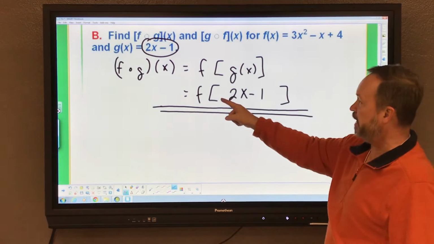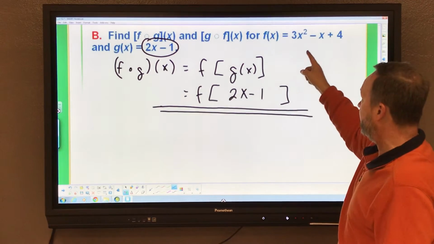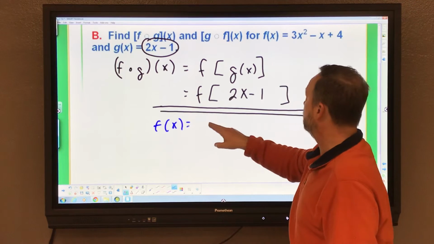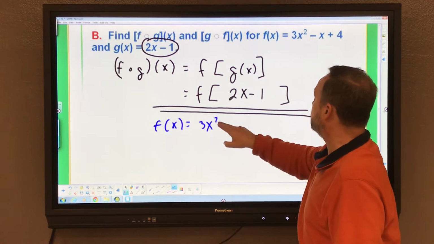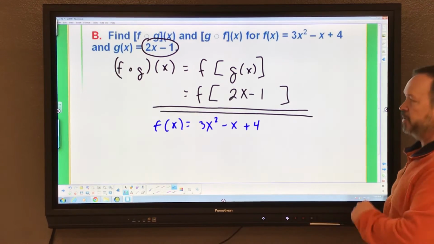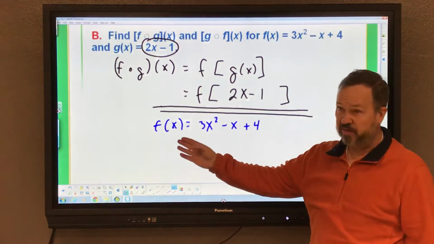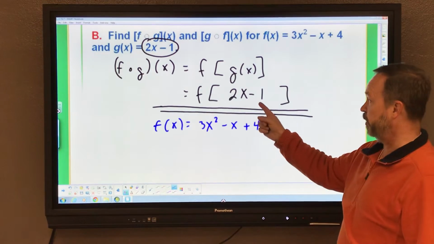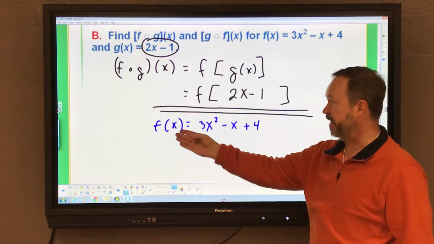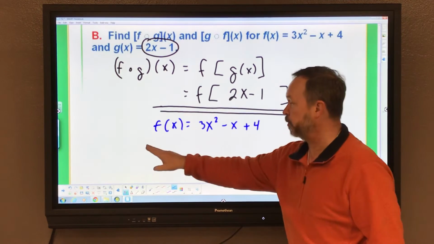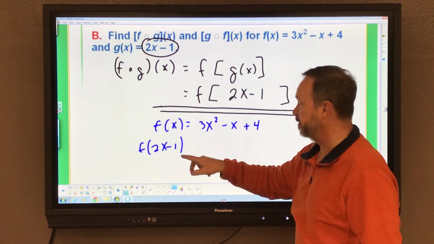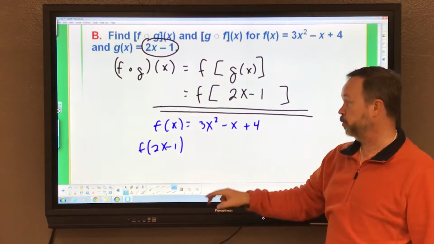So I'm gonna be using the f function. Let me copy that down. Doing the f function, which is 3x minus 2. There's the f function. But I'm not doing the f of x function, I'm doing f of 2x minus 1. In other words, everywhere I see an x, I'm going to replace it with 2x minus 1.